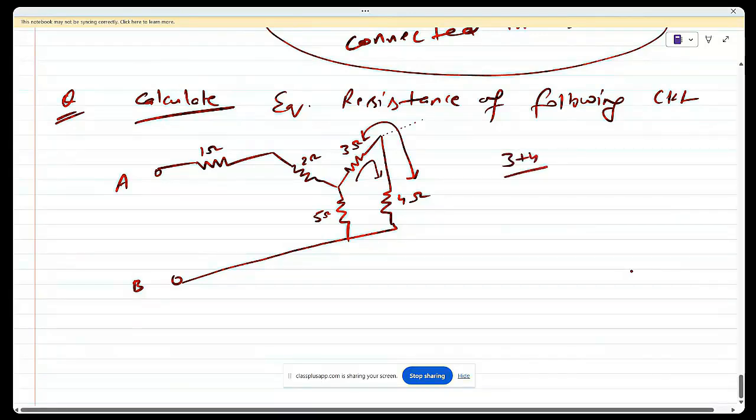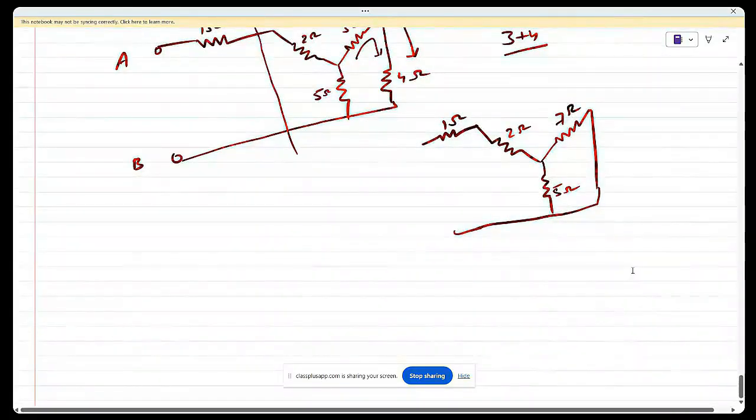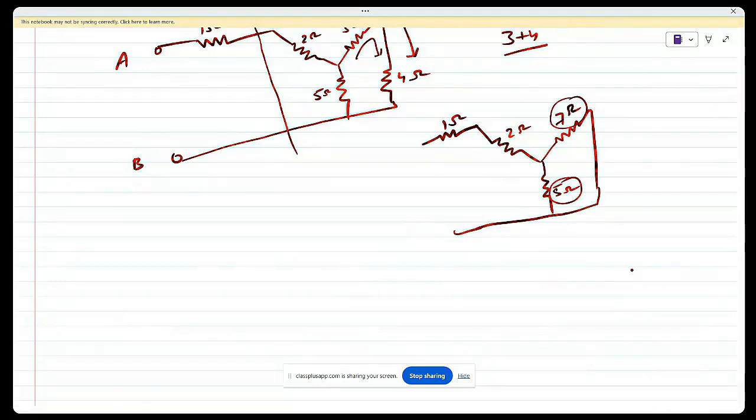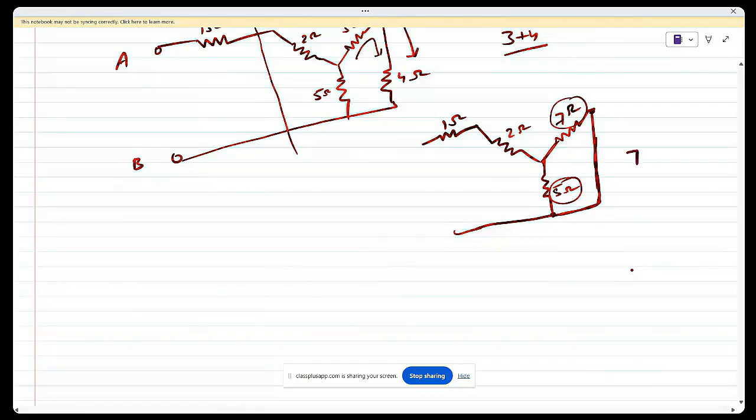Then your network, I am drawing only this part, will look like this: this is 2 ohm, this is 3 plus 4 ohm, and this is another, 5 ohm. 3 plus 4 is 7 ohm, and this is 1 ohm. Now what will be your next step? Your next step is this 7 and this 5. Are they connected in series or parallel? They are connected in parallel, because this is a terminal of 7, connected to one terminal of 5, and this is the other terminal of 7, connected to the other terminal of 5. So 7 and 5 are connected in parallel.